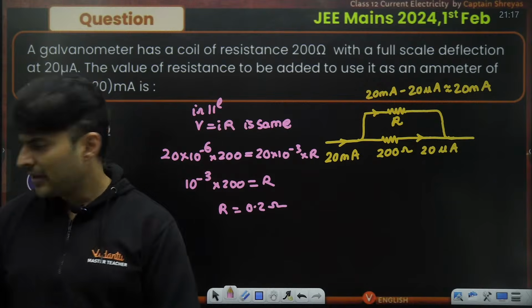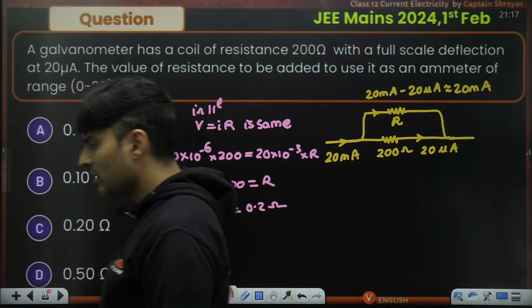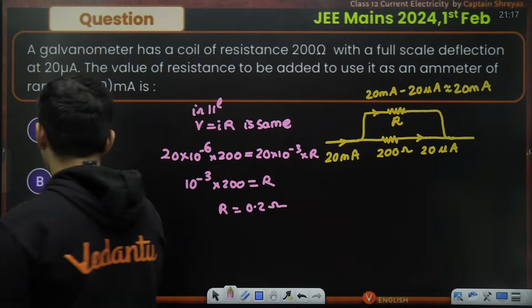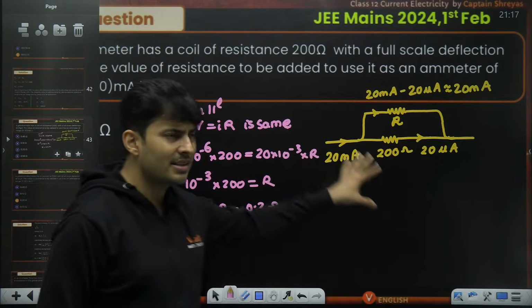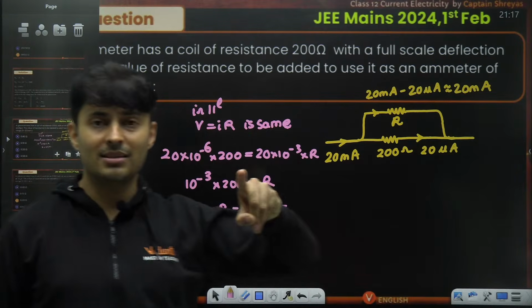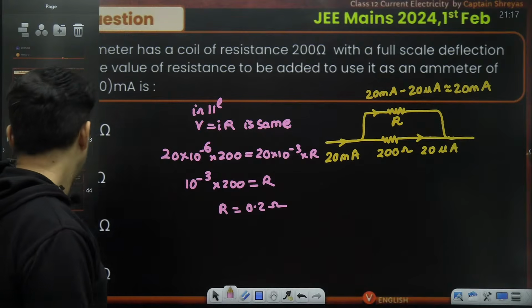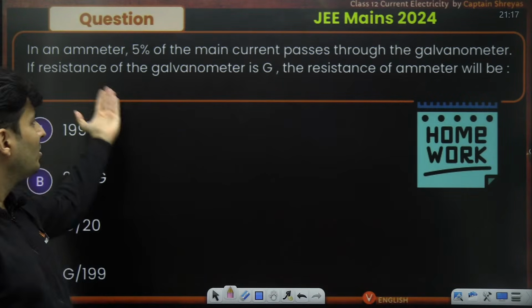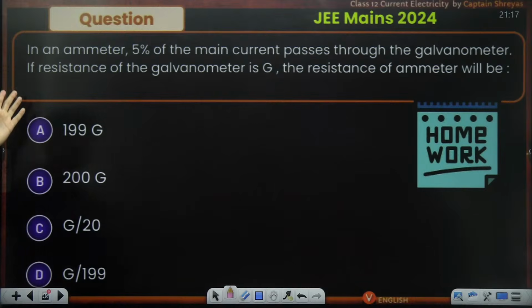That's it. Okay. Very simple kind of questions. Very easily solvable. If you solve it by series parallel, if you remember formulas, you will be confused. So I have kept a homework question regarding voltmeter or ammeter. I think you will be able to solve it. Take a screenshot of it.